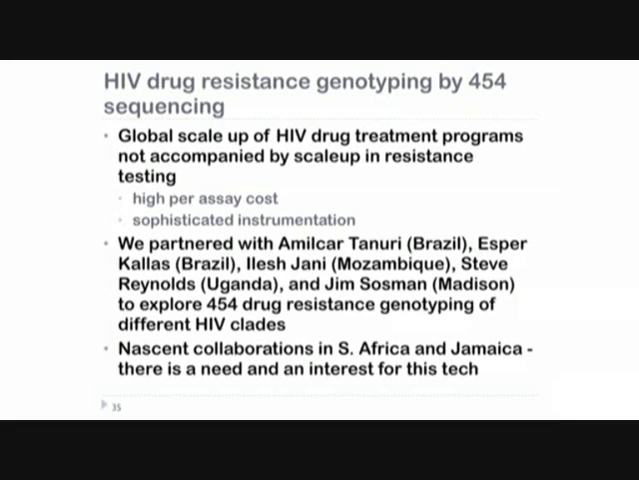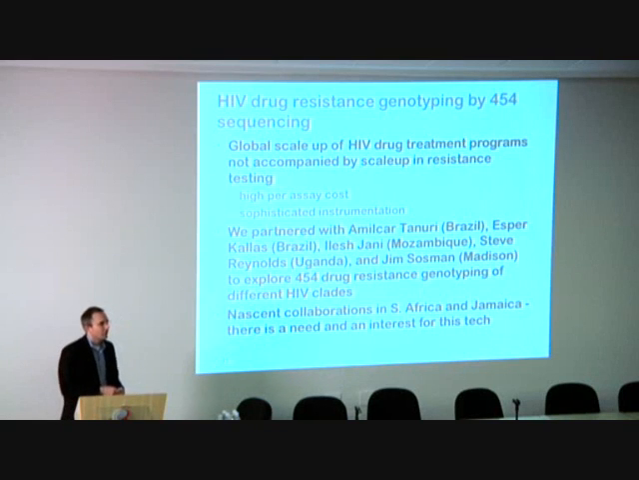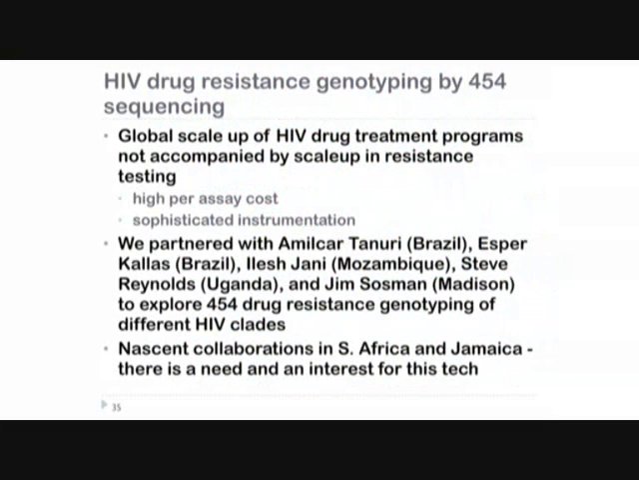And it requires sophisticated Sanger sequencing instrumentation to do resistance testing. So we partnered with our friends from here, as well as our friends from Africa, Alesh Jani from Mozambique, Steve Reynolds, and Ron Gray from Uganda, and our clinical colleagues in Madison, including Jim Sossman, to see whether 454 sequencing could be used to look at drug resistance typing in different HIV clades. So we represent here largely clade C, clades A and D, clades B and F, and clades B.